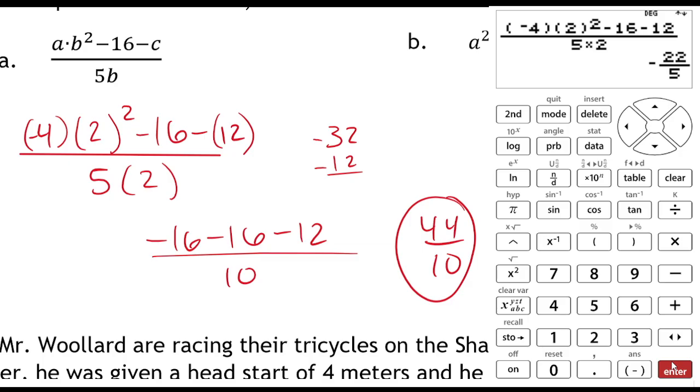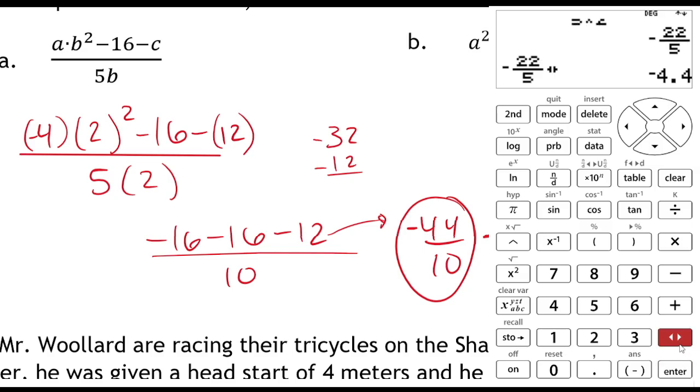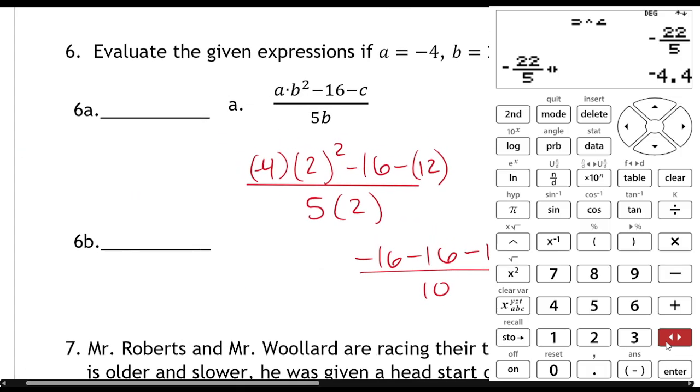And it tells me, yeah, oh, one big problem, though. Those were all negative. I'm so glad I typed this because I would have forgotten that it's negative 22 fifths. And if I want to see that as a decimal, I can hit this button on my calculator, and it says that's the same as negative 4.4. So any of those would be fine answers. You can say negative 44 tenths, negative 22 fifths, or negative 4.4. All of those work. I'll put negative 4.4.